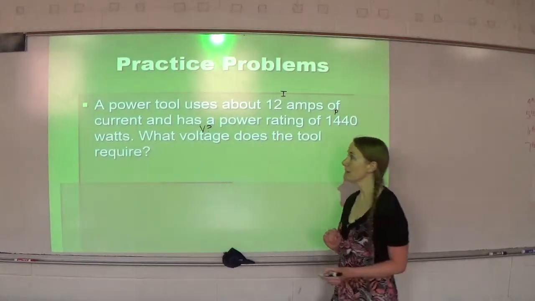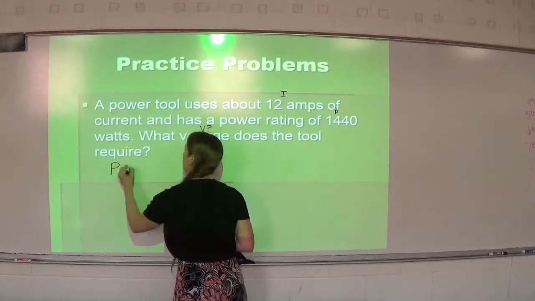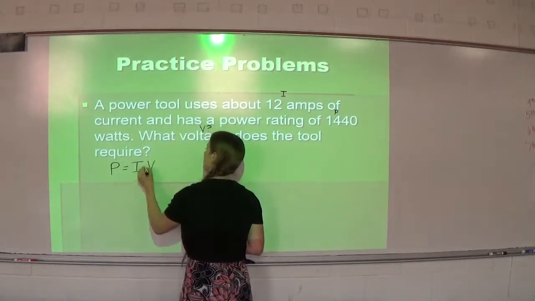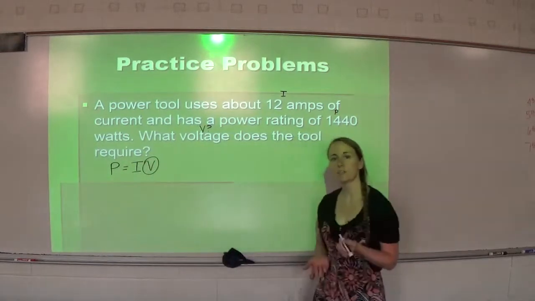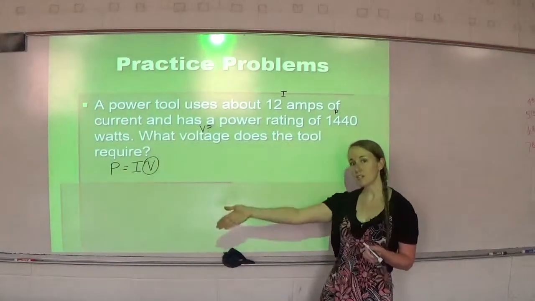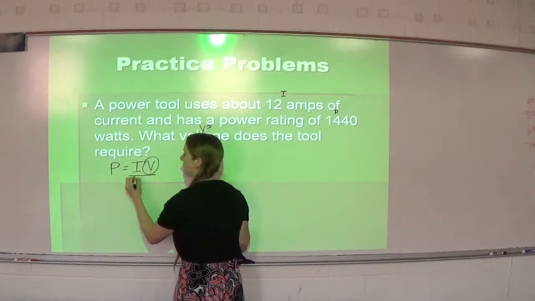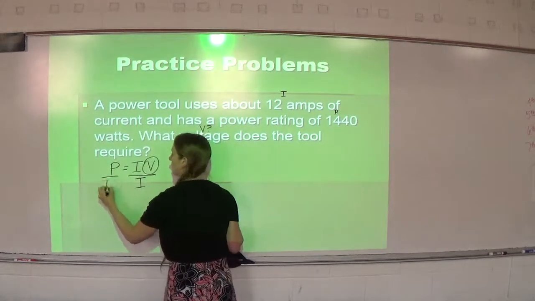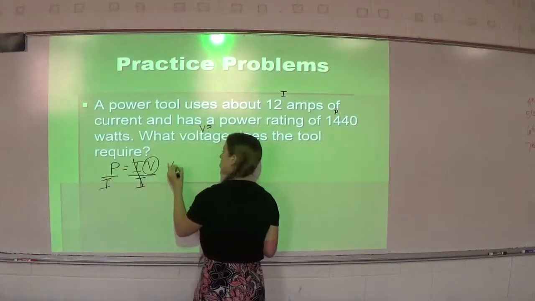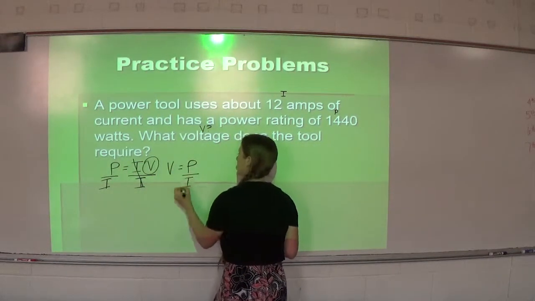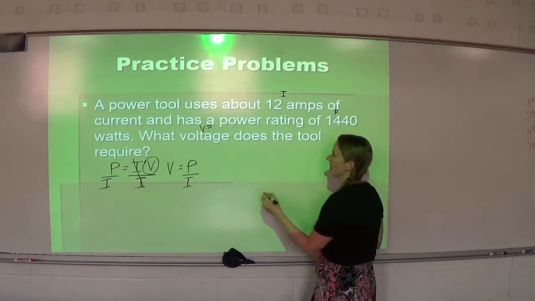So again, we're going to have to rearrange. So power is current times voltage, but I want to solve for V. I want to solve for voltage. So we have to get I onto the other side. So right now we're multiplying, so how do we get to the other side? We do the opposite. The opposite of multiplying is dividing. So V equals P divided by I. And so then I just plug in.